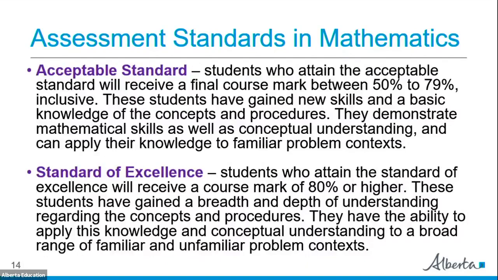Assessment standards for both Math Diploma courses include a chart that assists in identifying acceptable and excellent levels of performance. Students at the acceptable level would generally have a course mark between 50 and 79% and should be able to apply their knowledge to familiar problems and contexts. On the other hand, students at the standard of excellence level generally receive a course mark of 80% or higher and should be able to approach a completely unfamiliar question and work through it using the knowledge they have gained.